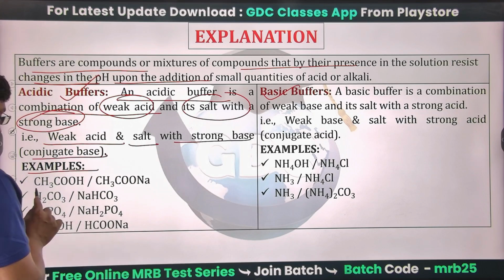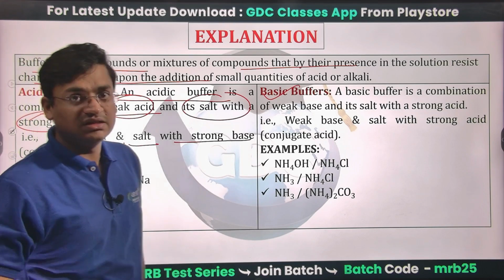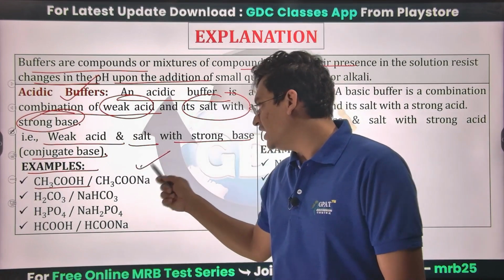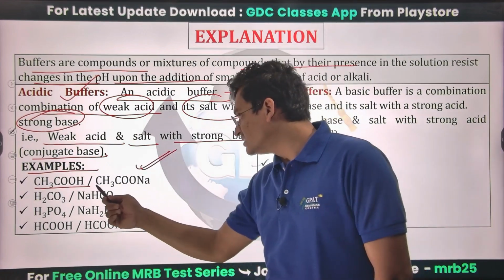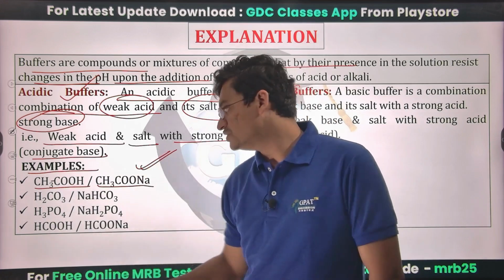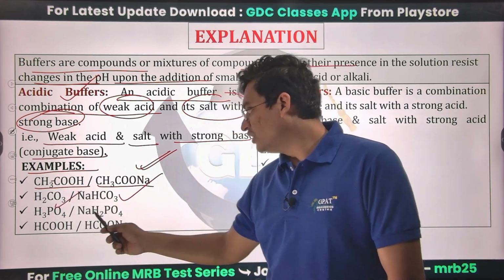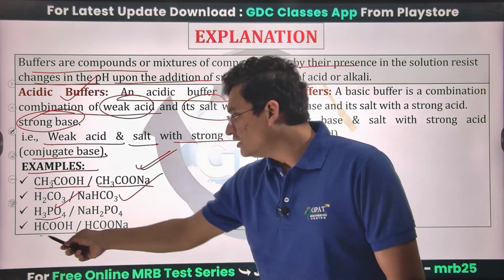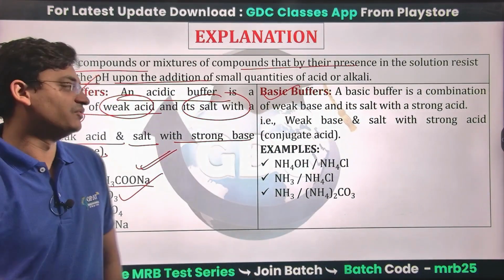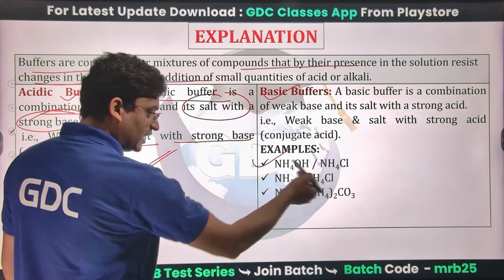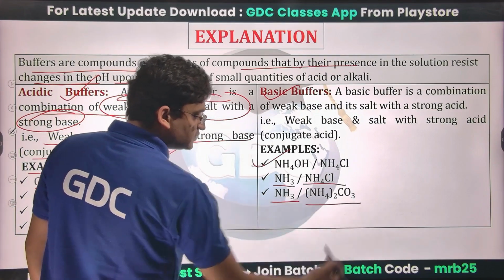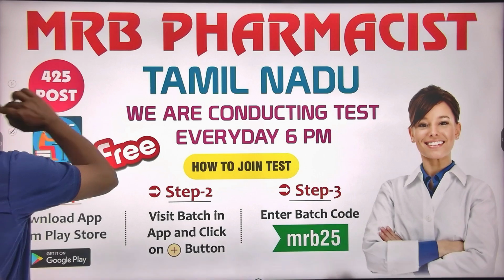So we are having examples like CH3COOH, acetic acid. This acetic acid is a weak acid, and when we mix NaOH, we'll be having sodium acetate. So they are an acidic buffer combination. Here we are also having carbonic acid, H3PO4, and formic acid. Same, we are also having basic buffers, examples like NH4Cl and NH4OH, ammonia and NH4Cl, NH3 and (NH4)2CO3.